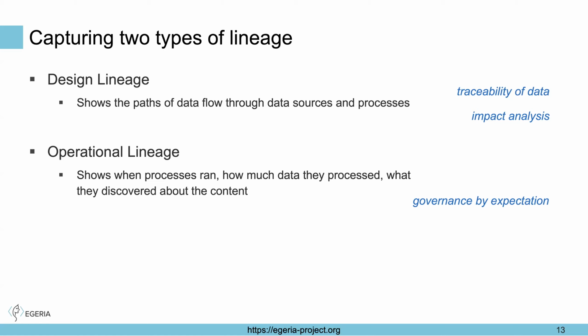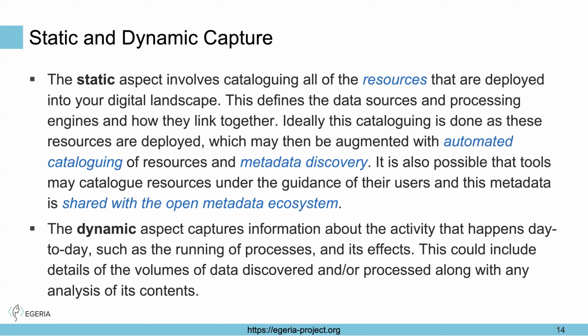Okay, so those are the two outputs. Now let's think about how we actually gather that information. And I've given you a number of hints on this. There's a static aspect about it, which is really saying this is what's deployed, this is what you can see. And quite often, much of that metadata can be gathered during a DevOps pipeline when the particular types of technology or resources that you're using are deployed.